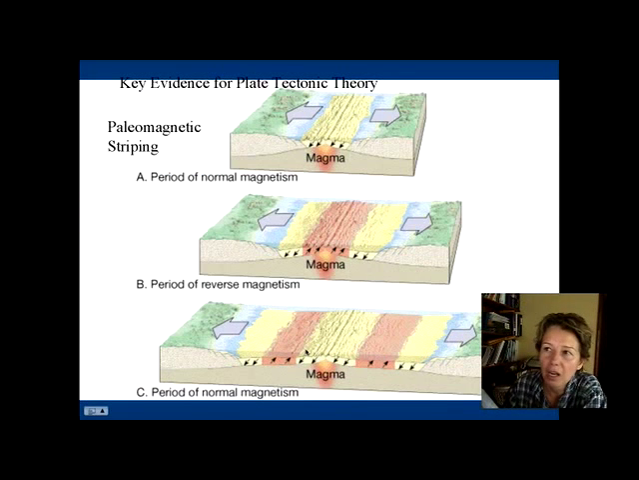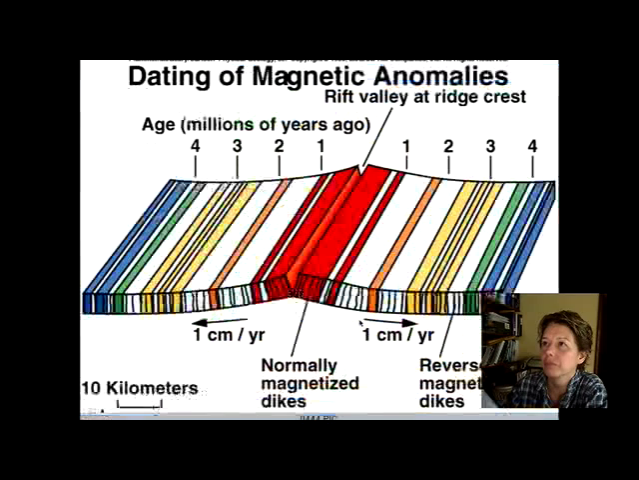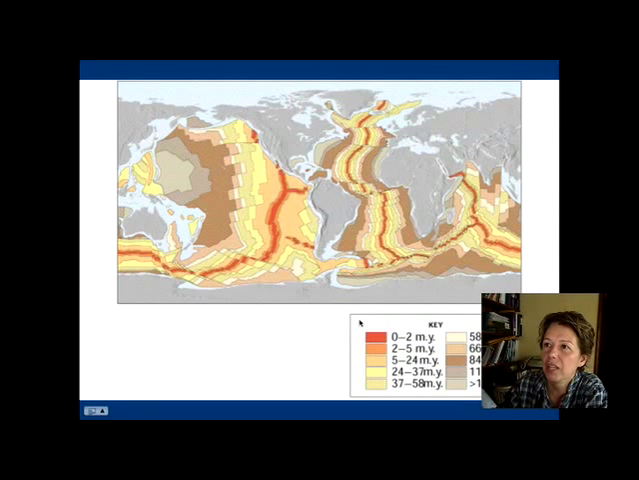Here's your drawing of the striping that I did with the piece of paper. And there's the age of the seafloor, so the youngest seafloor is at the tops of the ridges, at the tops of divergent plate boundaries where new seafloor is formed, and you see the oldest seafloor furthest away from the spreading centers.